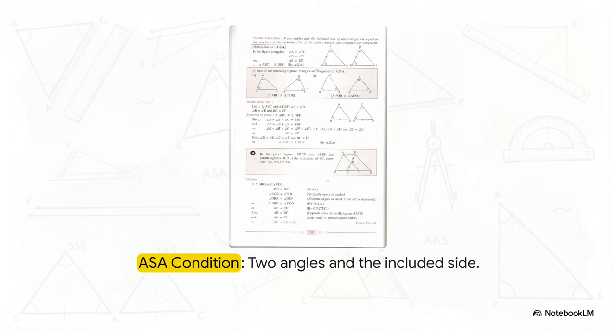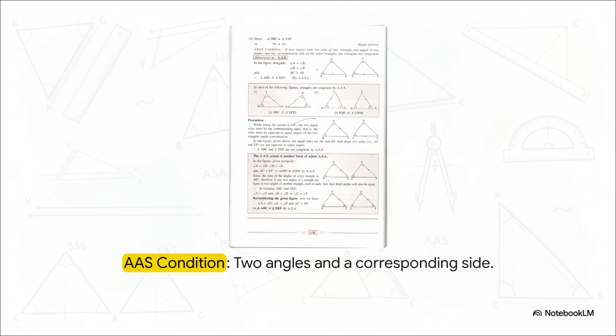Next up is ASA, angle-side-angle. Think of this as the exact inverse of what we just talked about. If two angles and the side physically connecting them, so the included side, are perfectly equal to the corresponding parts of another triangle, you've got identical twins. No further measuring required. Then we have AAS, angle, angle, side.